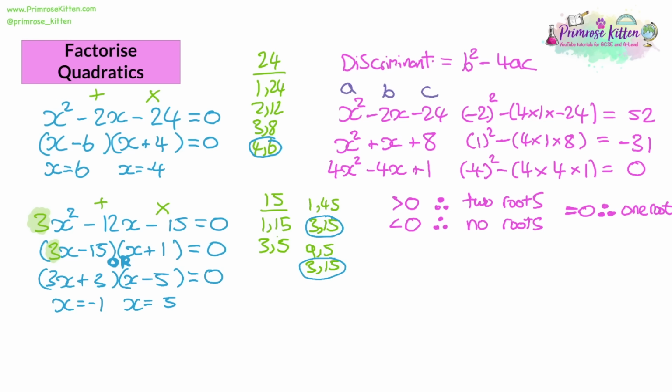So when you have your factorisation, you've got your 2 brackets, you'll find that both brackets have exactly the same number in them. And that means that you only have 1 answer.